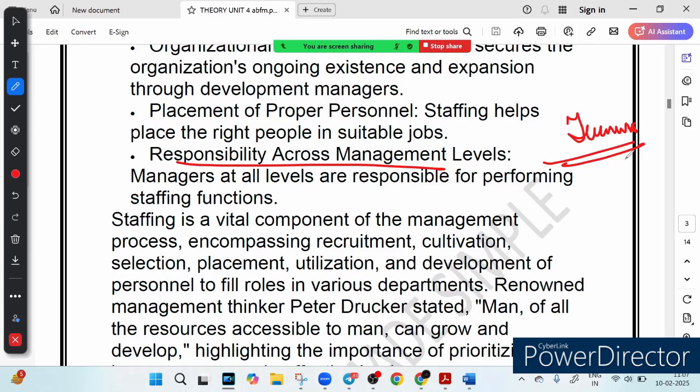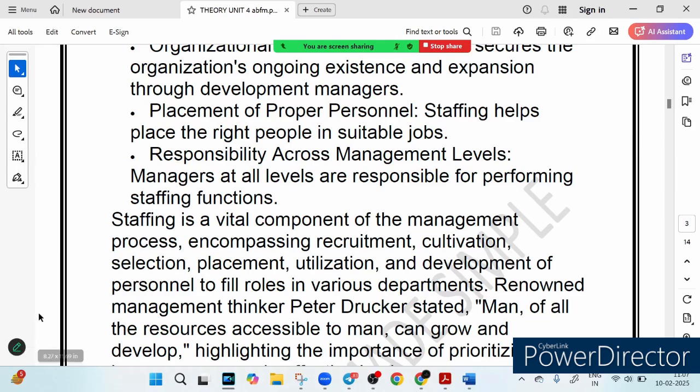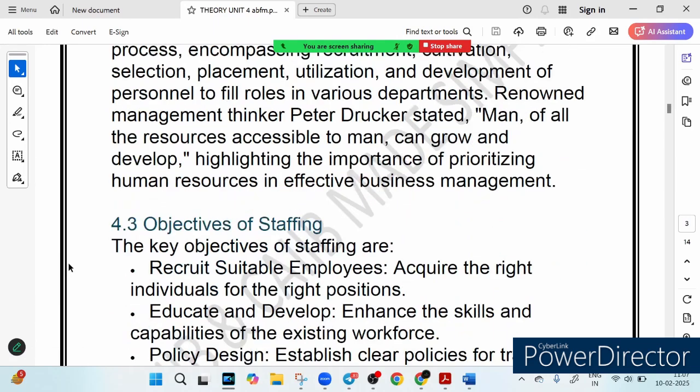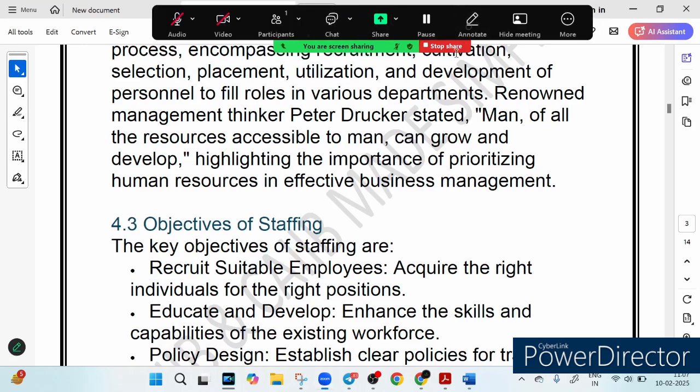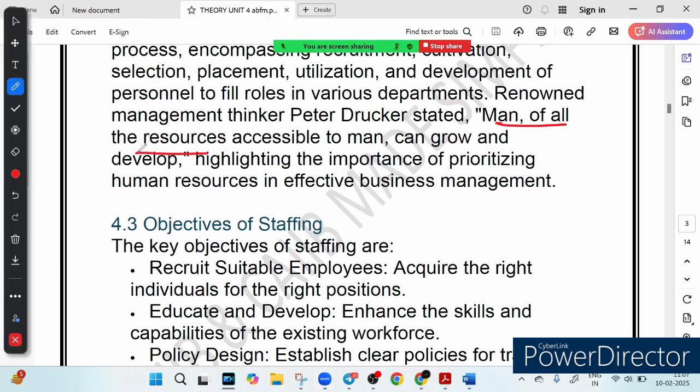One of the greatest management thinkers, Peter Drucker. Let me show you what he says. He says that people are the only resource that can grow and develop. That is why organizations must prioritize their employees. Of all the resources accessible to man, people are the only resource available to us which can grow and develop. So that is why organizations must prioritize their employees. So remember, staffing is not just about hiring, it is about building a team that helps the business thrive.